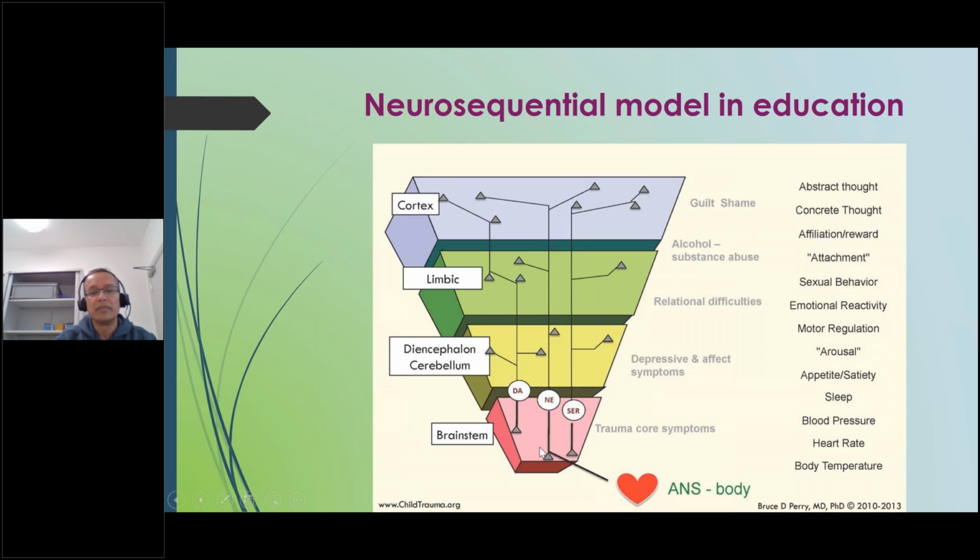Here you can see the brain stem, which is at the bottom, and this regulates blood pressure, heart, body temperature, and sleep. We have no control over this. Then there is the cerebellum, which controls some of the other functions of balance, sleep, appetite, and all that. So this is partly in our control; we can affect it. And then there is the limbic system, which is the emotional part of the system. This gives rise to emotional reactivity and attachment. And then the cortex is the highest part of the brain, which produces concrete thoughts and abstract thoughts, and operates based on rewards and punishment.